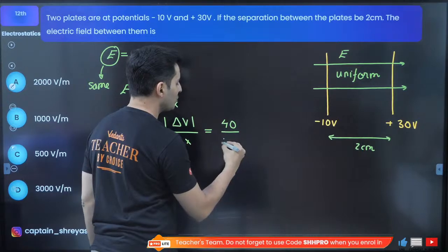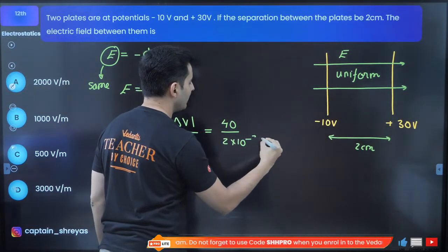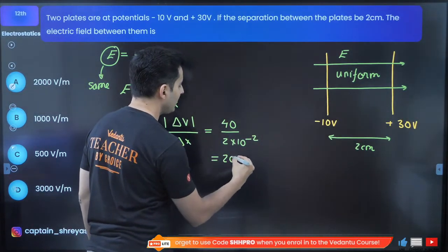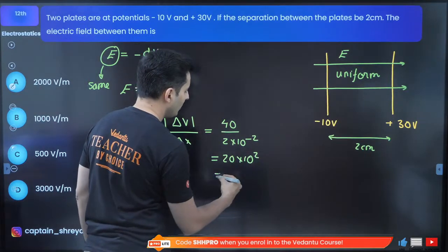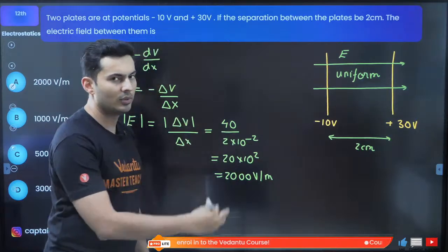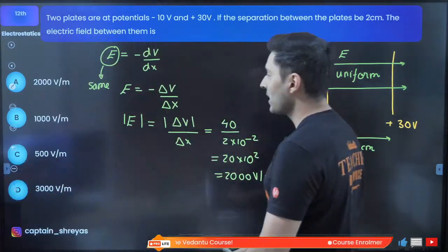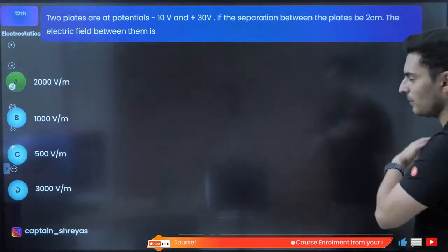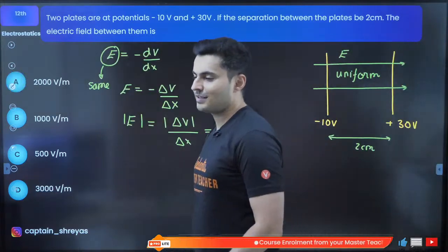And the distance is 2 centimeters, so that is 2 into 10 to the power minus 2. So that is nothing but 20 into 10 to the power 2, which is nothing but 2000 volts per meter. That is also the unit of field, by the way. Okay, so we have it as option A, not B. Yes, A is the correct answer.